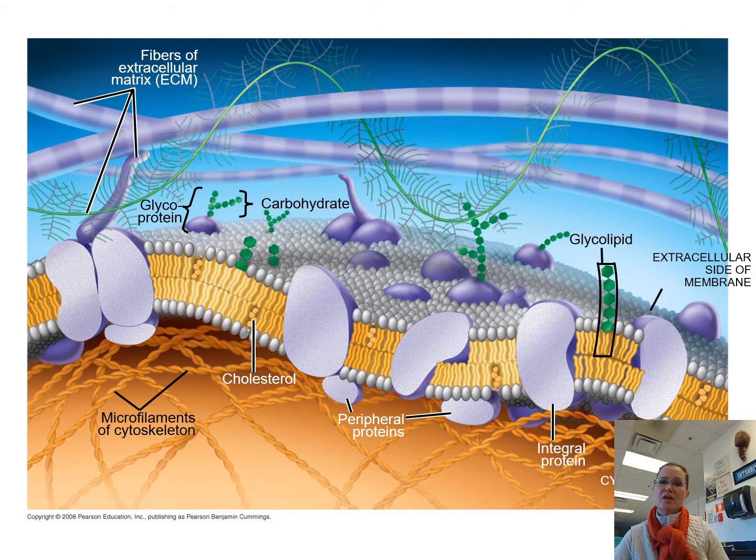And so glyco is like glucose, which is a sugar, which is a carb. If it is a carb stuck to a protein, we call it a glycoprotein. If it is a carb stuck to a lipid, we call it a glycolipid. And they have different functions. We'll talk through those, but just take a little gander at this picture.